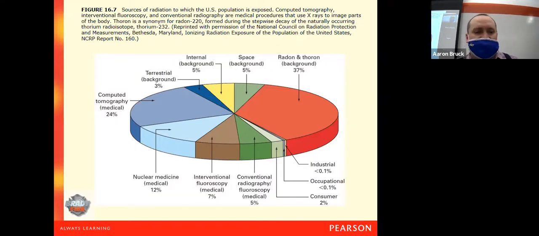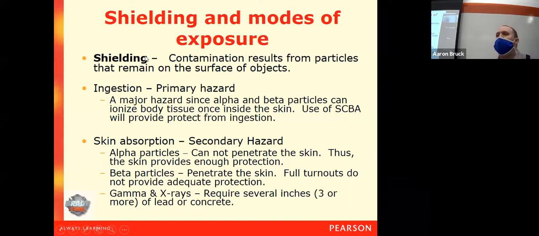On Wednesday, we're going to continue looking at chapter 16, moving on into some of the other things, like what are some things that we can do to prevent or at least help with exposures to radiation? Things like shielding, things like distancing. So that's what we'll get into on Wednesday.